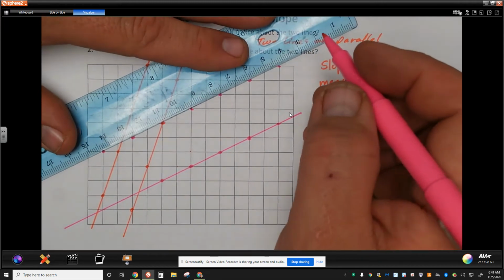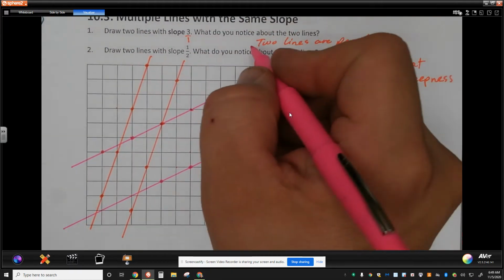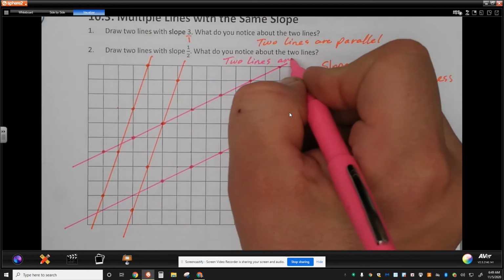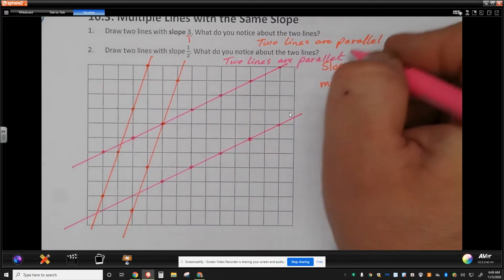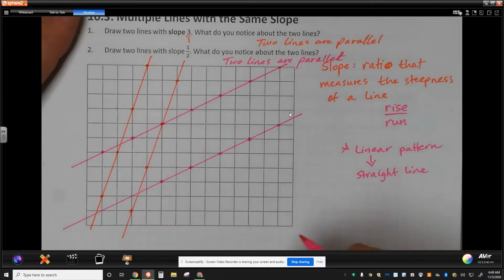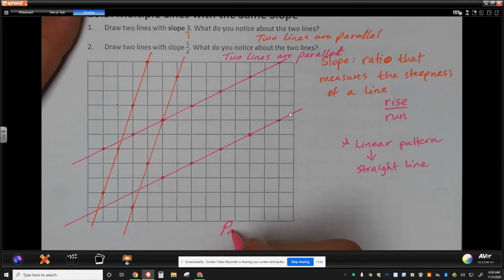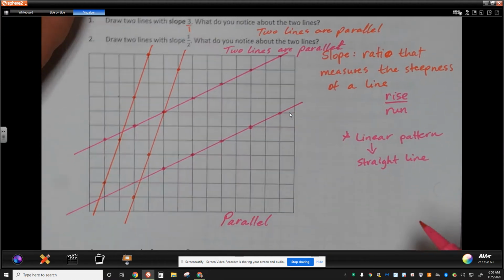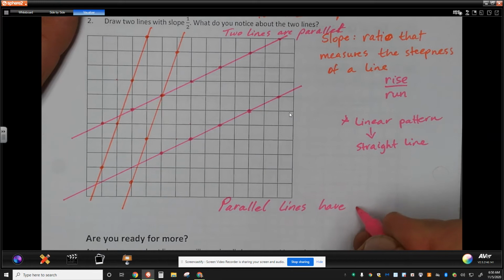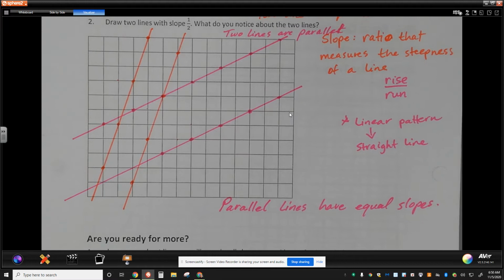And then when we look at these two lines after they're drawn, what can we say about the two lines? Well, we could actually say that those lines are parallel. When we look at lines that have the same slope, we will always have parallel lines. This is our conclusion for this little section: parallel lines have equal slopes. Very good.